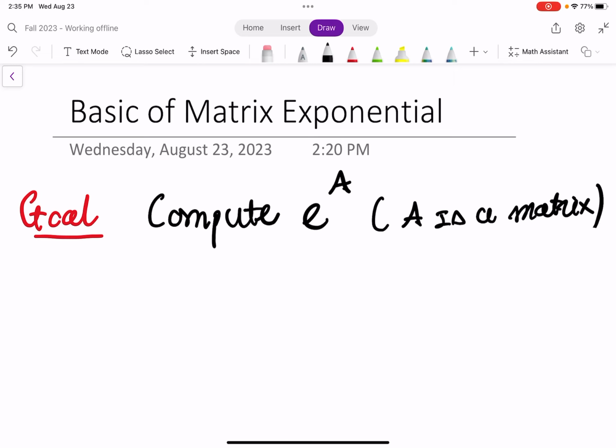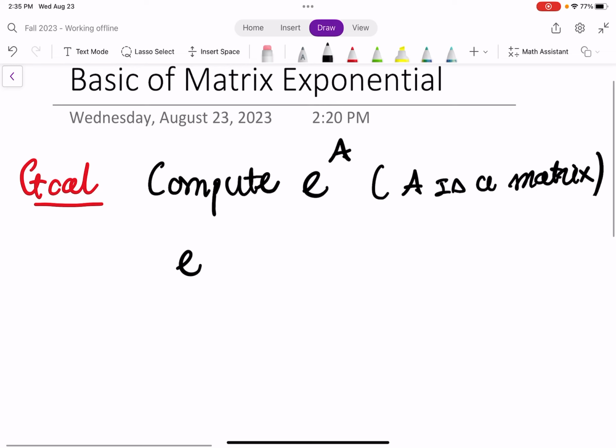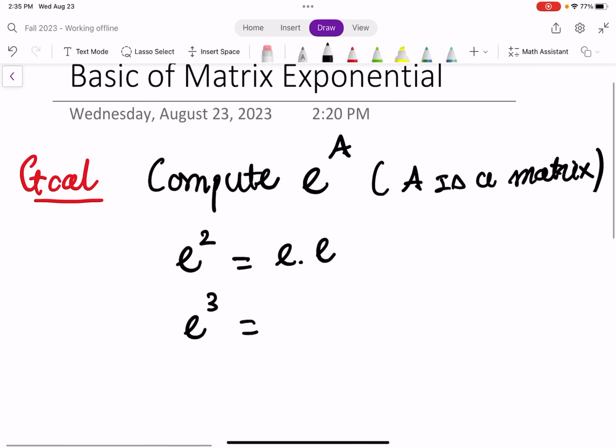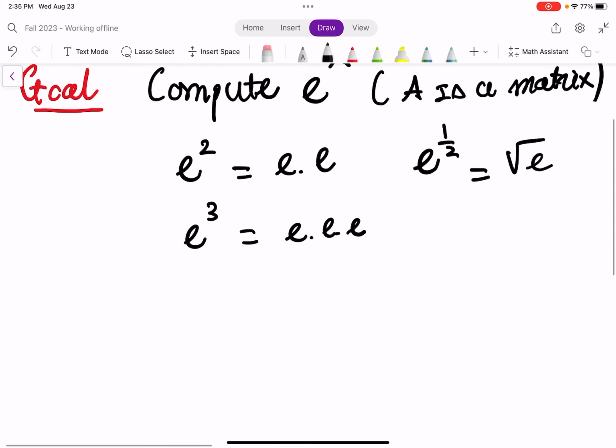It's so weird. In the past, you guys probably got used to e to the power of 2. For example, e to the power of 2 is e times e, right? e in this case is the exponential number. e to the power of 3, for example, is e times e times e. e to the power of 1/2 is the square root of e. What about e to the power of a matrix, say 2, 3, 5, 17? So how do you compute this?